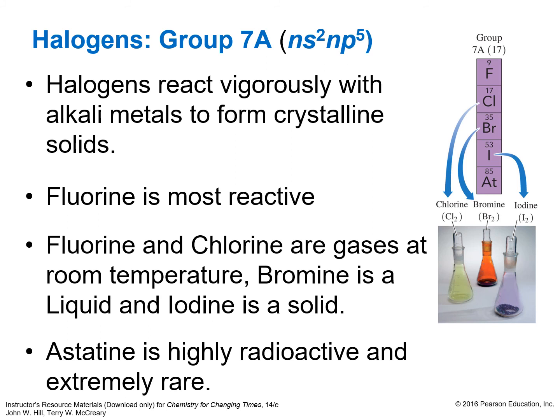Here are the halogens: fluorine, chlorine, bromine, and iodine, and they are all diatomic, which means 2 atoms: Cl2 gas, Br2, I2. Out of these, fluorine is the most reactive. Fluorine and chlorine are gases at room temperature. Bromine is actually a liquid, and iodine, as you all know, is a solid.